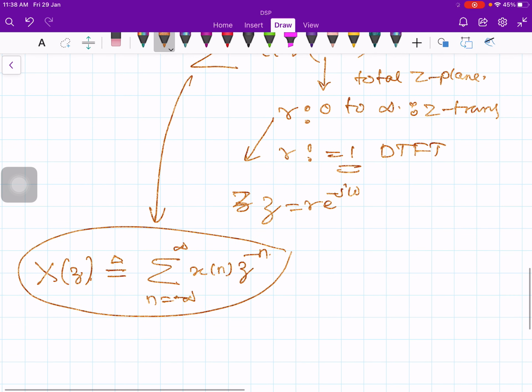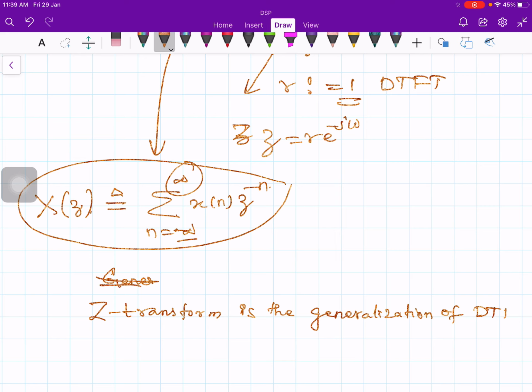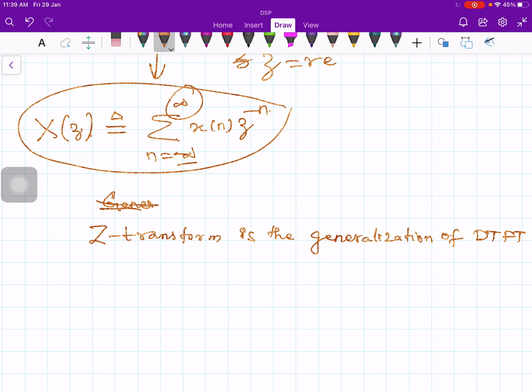So the formal definition is capital X of small z is equal to summation of x of n multiplied by z to the minus n, where the lower limit is minus infinity and the upper limit is plus infinity. So this is the generalization of the DTFT. Z transform is the generalization of discrete time Fourier transform. But the properties are quite different. They are not very similar.